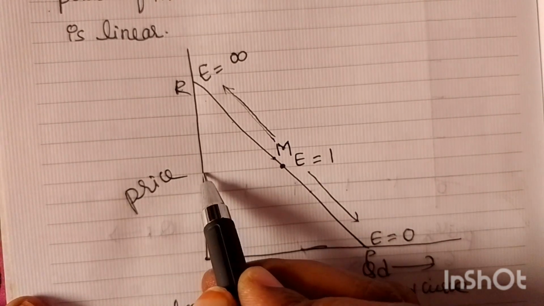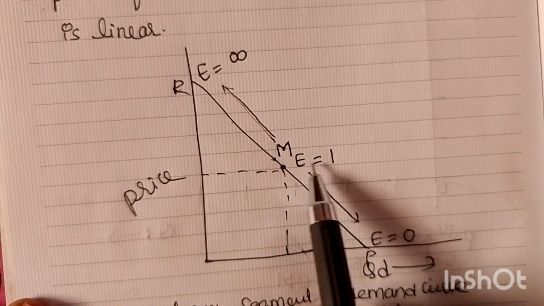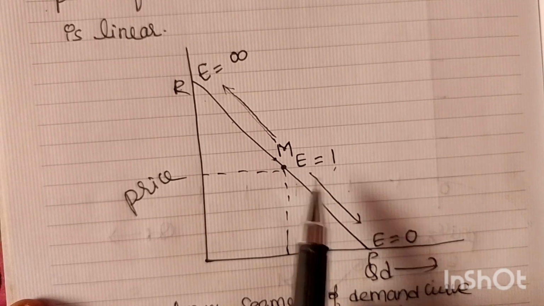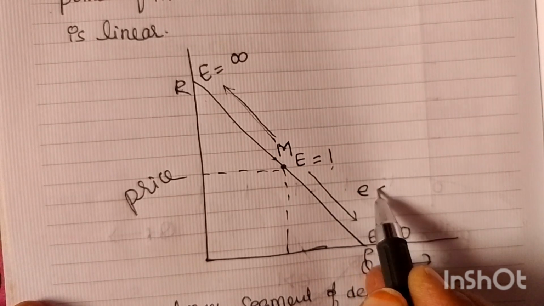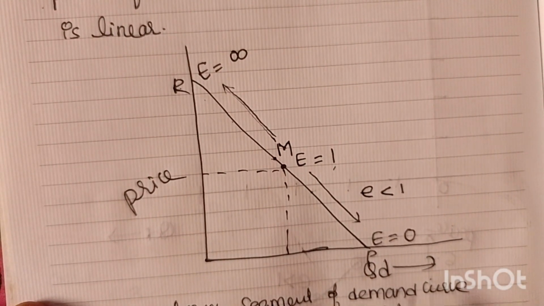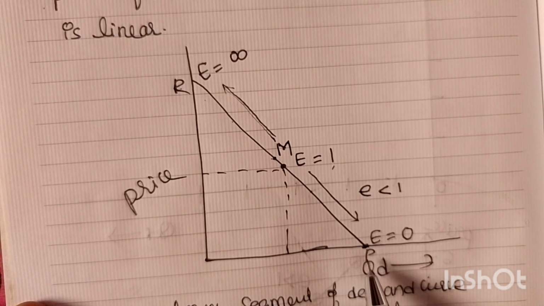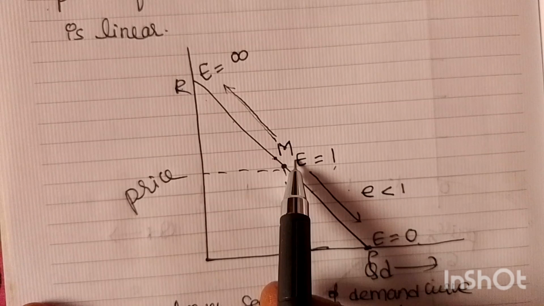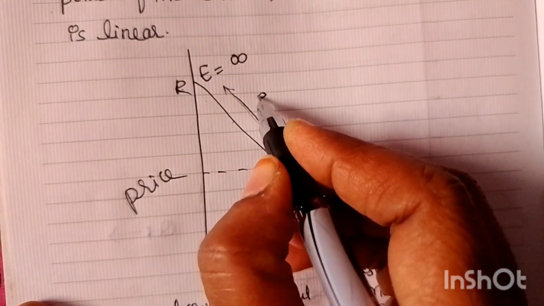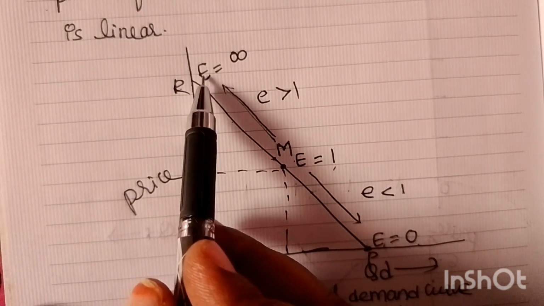So here at the midpoint of the demand curve, the elasticity is always equal to 1. Going to the lower level of this midpoint, the elasticity is always less than 1. At the bottom of the line, where the line touches the quantity axis, that is where the price is equal to 0, the elasticity is equal to 0. And above this midpoint the elasticity is always greater than 1, and where the quantity is equal to 0, the elasticity is equal to infinity.